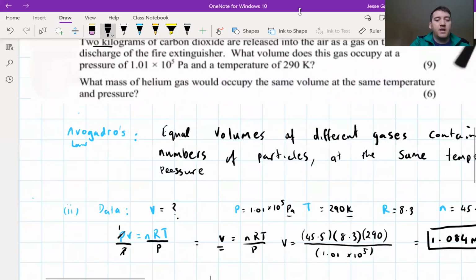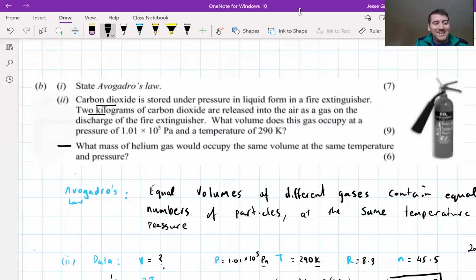All right, there is another bit that you could easily forget here, and that's this bit here at the end of the question, another 6 marks. It says, what mass of helium gas would occupy the same volume at the same temperature and pressure? Without me giving you any more clues, I'm going to ask you to pause the video and think about how you are going to approach it. Pause the video, do that now.